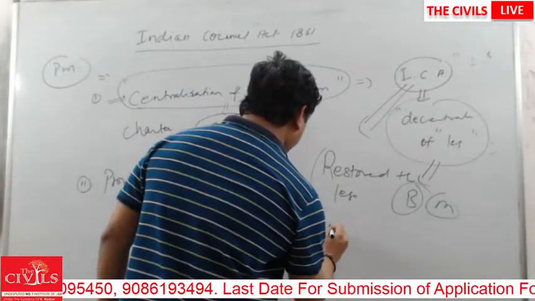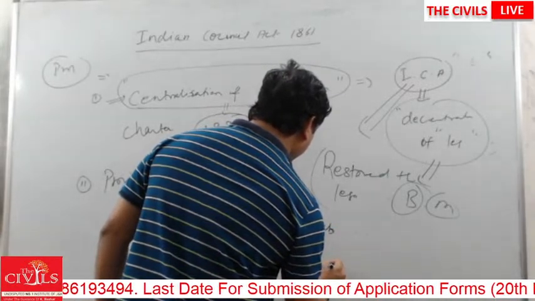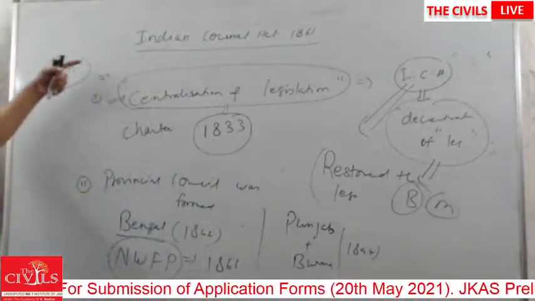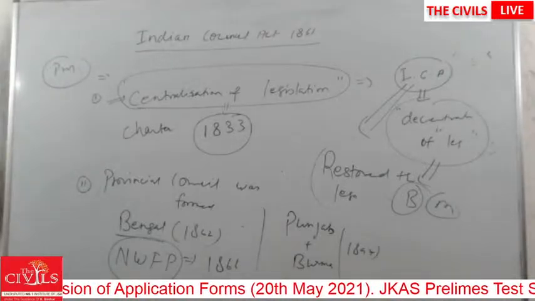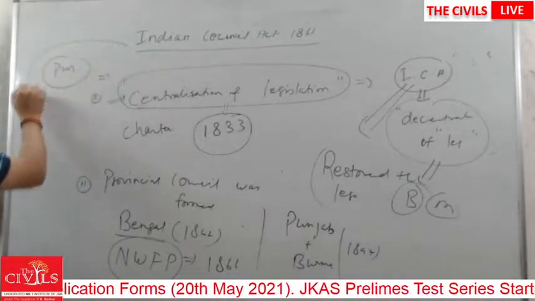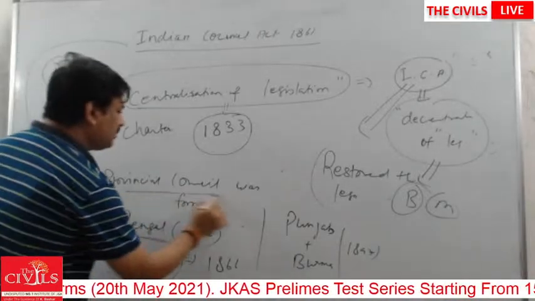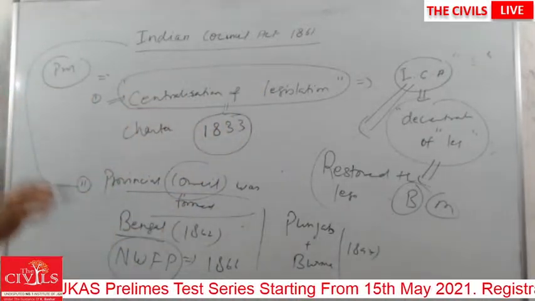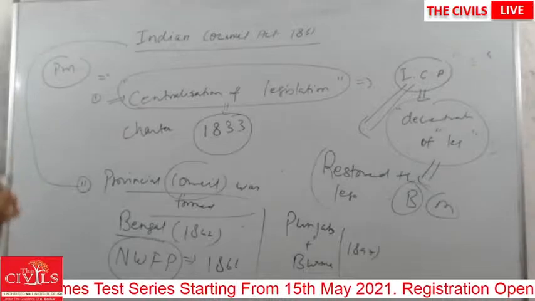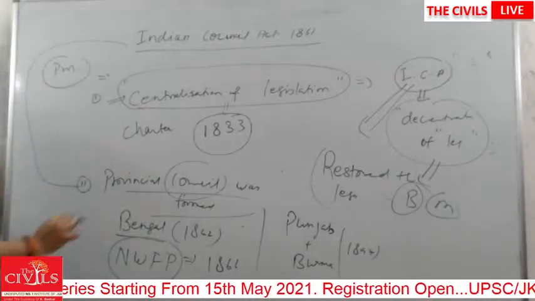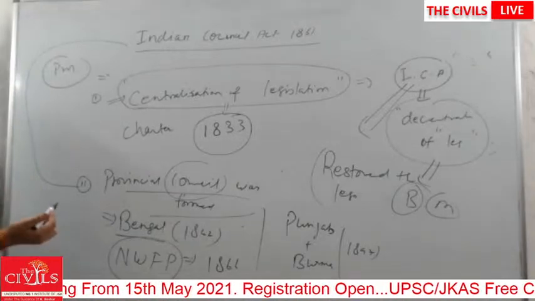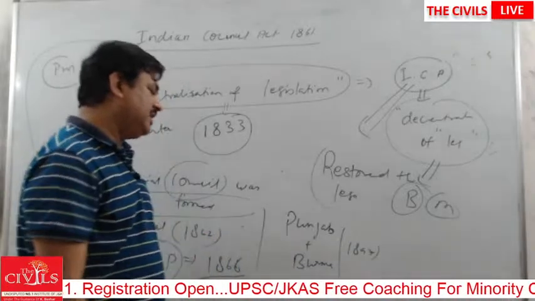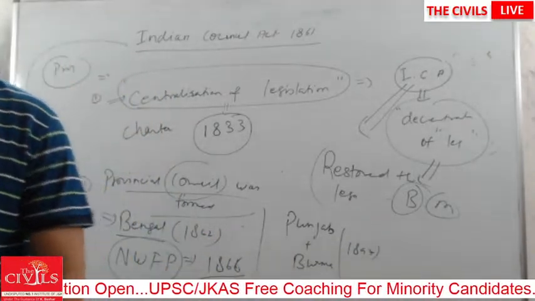Punjab plus Burma, now called Myanmar, in 1897. So by this act, provincial councils were formed. This means there was a central legislative council for the entire India, and provincial councils were formed as well. The first was formed in Bengal in 1862, then the Northwestern Frontier Province in 1886, and later on in Punjab and Burma in 1897.